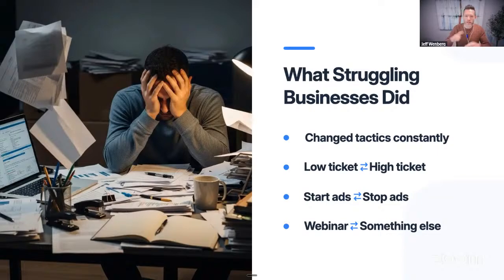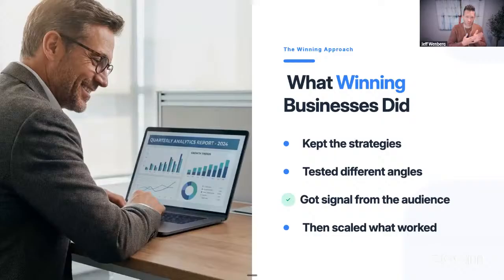Like, they're just always on the treadmill of trying to figure things out. But the businesses that were winning kept the same strategies and tested different angles. So if they were running webinars, they kept running webinars. They just tested new titles. They tested new content within the webinar, and they didn't switch strategies. They kept the same strategy and kept working on it until they got things working and they got that signal. And then that's when they scaled.